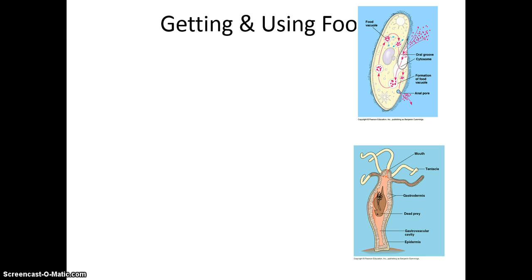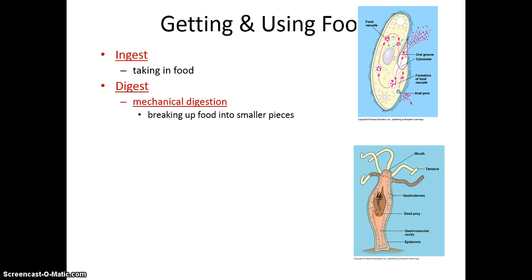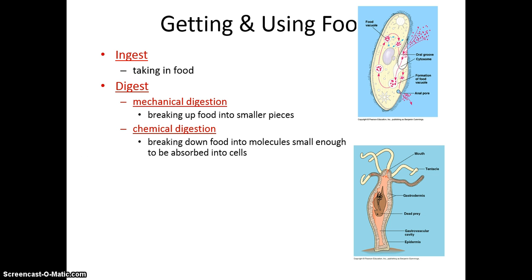So getting and using food. Here's some vocabulary to get us started. First we have ingestion, that's taking in food. Then there's digestion, and that can be broken down into mechanical digestion, which is just breaking up food into smaller pieces. The smaller the piece, the more surface area, and so the easier for chemical digestion to occur. That's where you break down food into molecules small enough to be absorbed into cells. Enzymes are going to be super important for this because they're going to allow those reactions to happen. So all of this chemical digestion is dependent on the appropriate enzymes.